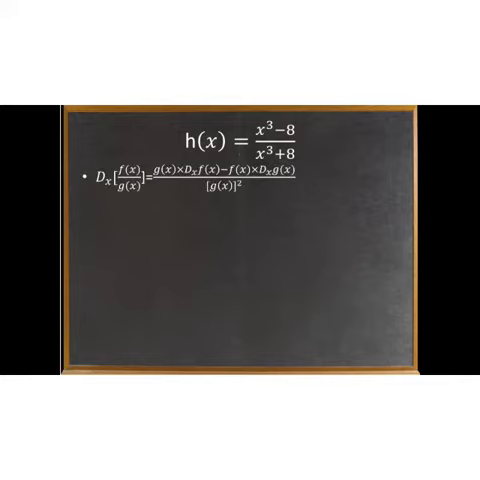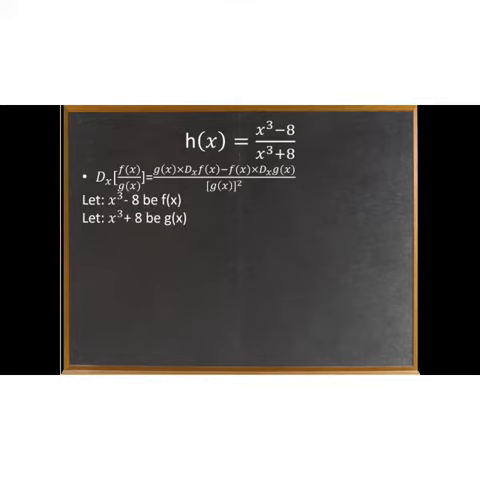Now, for us to remember it easier and to understand more, we can simply remember it as: the derivative of f of x over g of x is equal to low times the derivative of high minus high times the derivative of low, over low squared. Now that we have our formula, we have to look for our values.